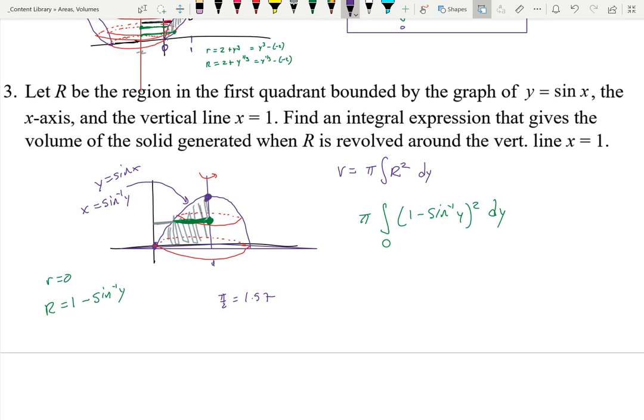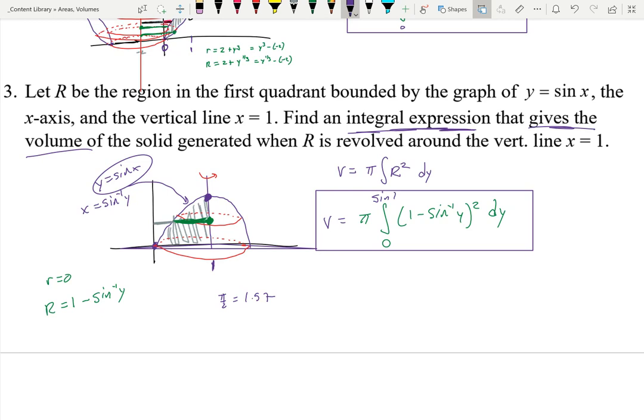Now, what is that y value? Well, it's what you get when you plug 1 into the sine function. In other words, it is sine of 1. Now, I don't know what sine of 1 is. I could get a calculator out to find it, but I don't really need to, because all we were asked to do is to find an integral expression that gives the volume. We don't actually have to find the volume. So there is my integral expression that gives the volume of this region when rotated around the line x equals 1.